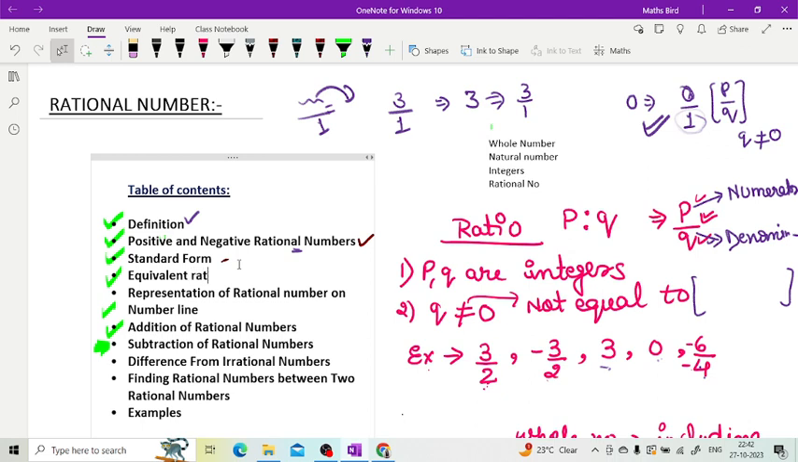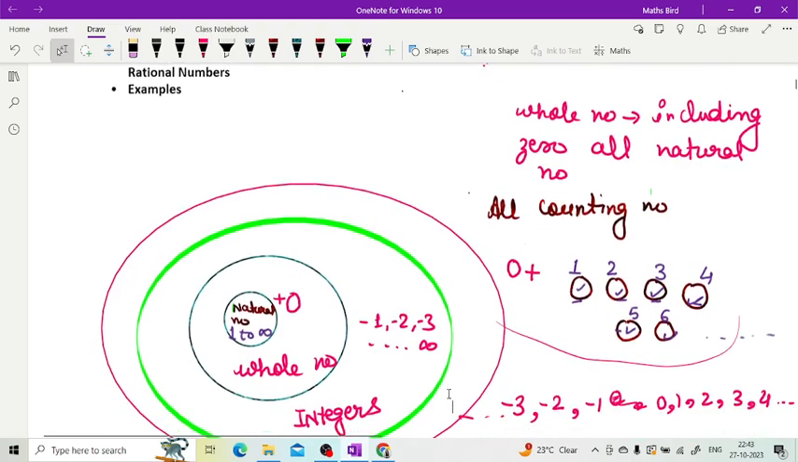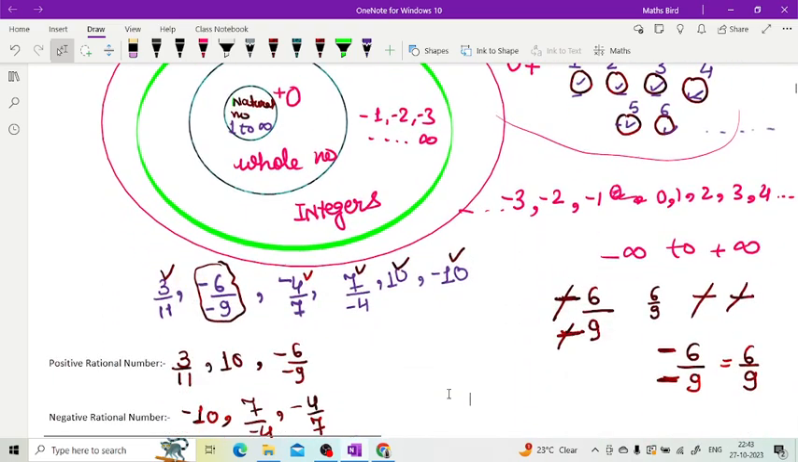Equivalent rational number. Then we will discuss equivalent rational number also, right? So now we will discuss what is a standard form. So in rational number, what is a standard form?